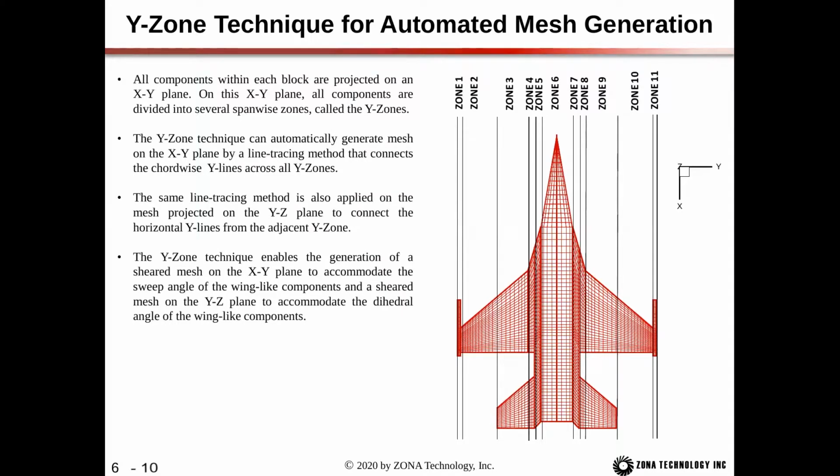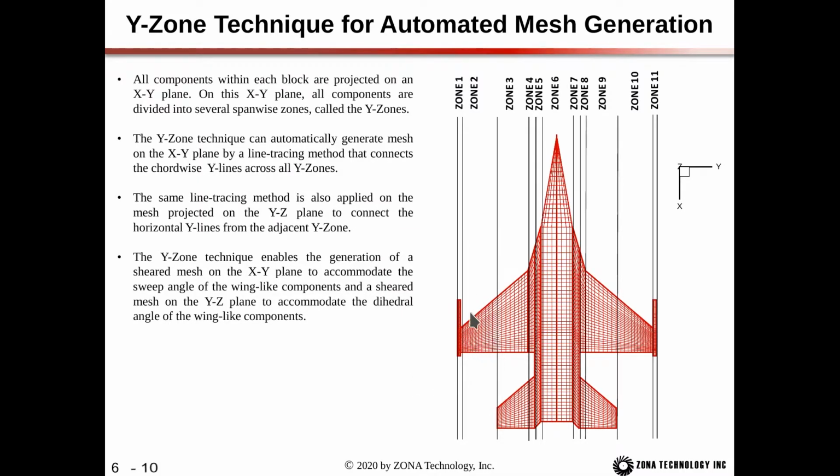Here all of the components within each block are projected on an XY plane. On this XY plane, all of the components are divided into several spanwise zones called Y-zones, and the user is responsible for specifying the boundaries of these Y-zones. So we'll look at where you choose to put these Y-zones. The YZone technique can automatically generate the mesh on the XY plane by a line tracing method that connects the chordwise Y lines across all of the Y-zones.